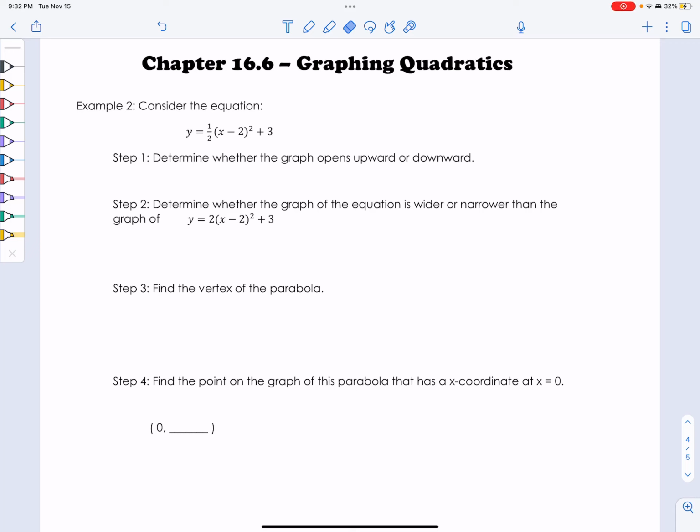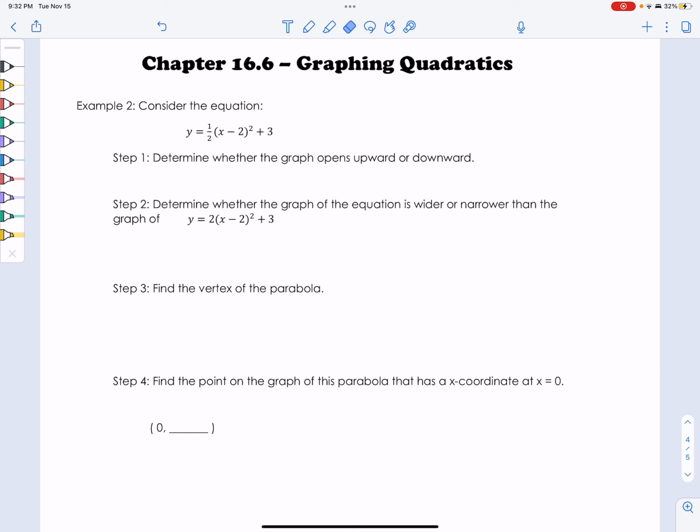Alright guys, so in this example, now we're going to be looking at an equation that is already in vertex form. So in the last example, we took an equation in standard form, and essentially we wrote it in vertex form, we found the vertex and we graphed it. Well, now we are going to be given it in vertex form, and we're going to talk more about the actual shape of the graph.